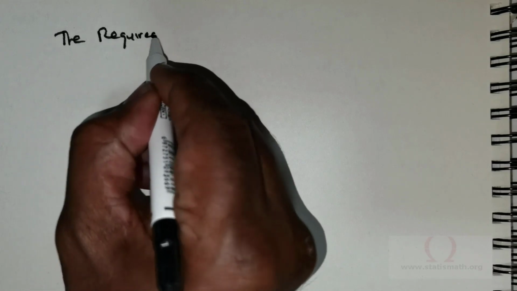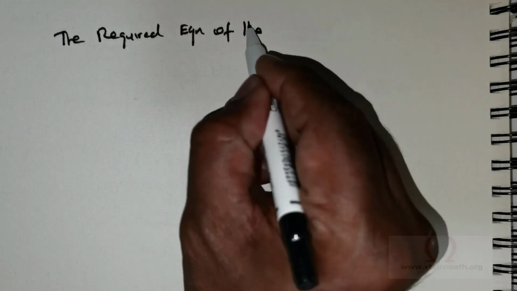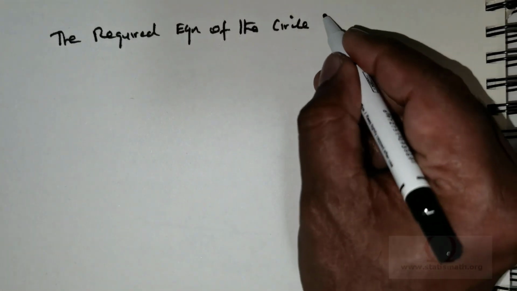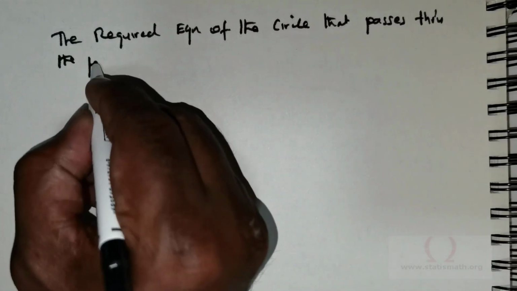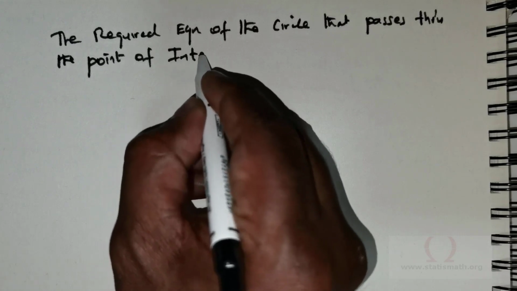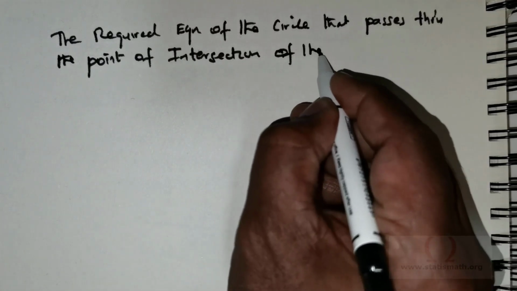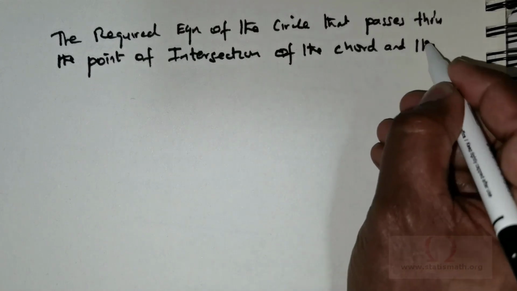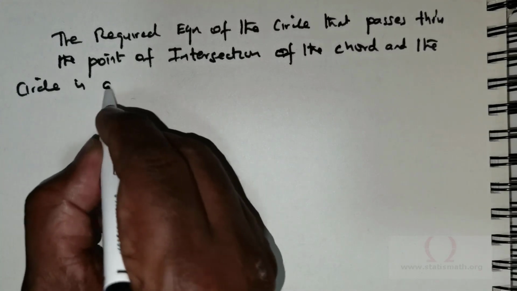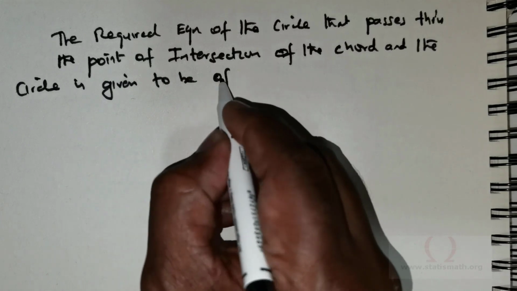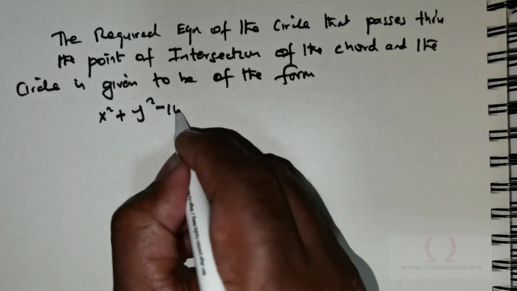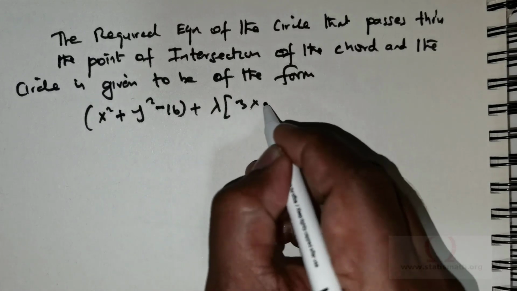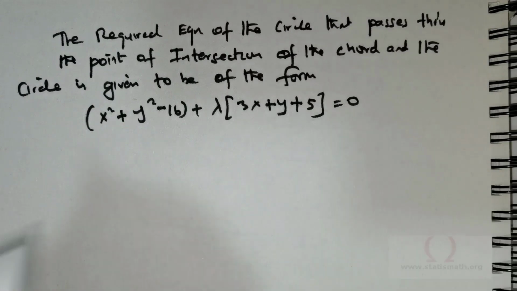So we will start off by writing the following statement. The required equation of the circle that passes through the point of intersection of the chord and the circle is given to be of the form x² + y² - 16 + λ(3x + y + 5) = 0. So this is the form.